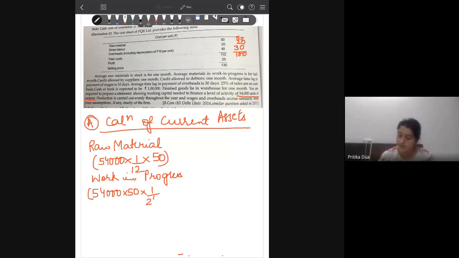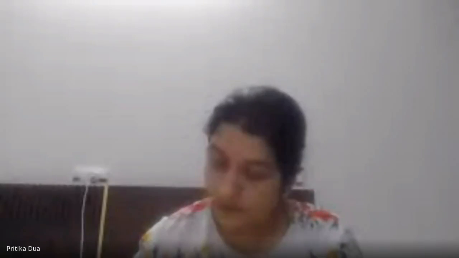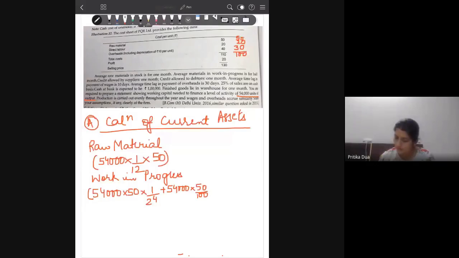Also work in progress covers 50% of the cost of labor and overheads. So I am writing them together, 20 plus 30. And then if materials are in work in progress for half a month, then your labor and overheads will also be taken on the same basis. So that will be 1 by 24. I have taken this together, labor and overheads. If you want 50%, take labor and then add 50% of overheads to it.